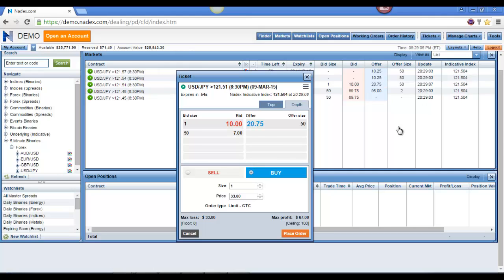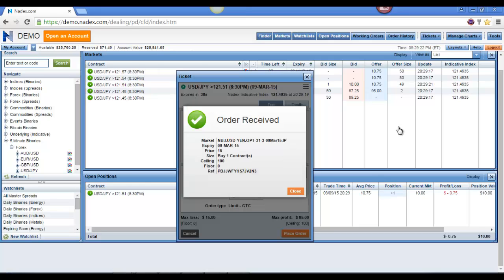Especially on 5-minute binaries, that price can move so fast. So for example, right now it's at 12.50. Well, if I said I want to buy it for 15 or less, boom, I got it filled. You see that?